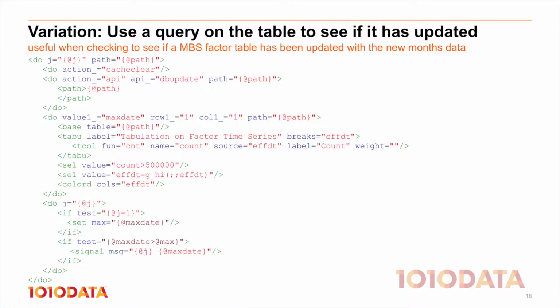This is a slight variation of that. Now, in some cases, you don't really want to depend on whether or not the table itself has updated. You want to run a query on your table, and from that query, you're going to say, is my table updated? That occurs a lot in the mortgage world because the table can update multiple times, but it might not be the update that you're interested in.